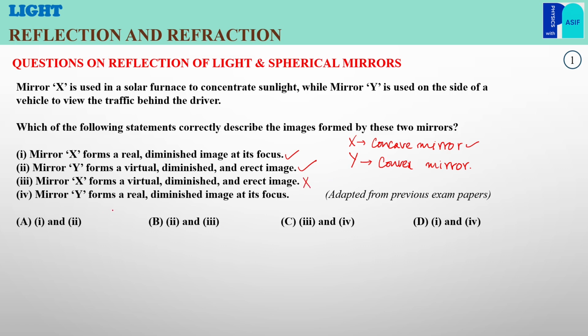And the fourth one, mirror Y forms a real diminished image at its focus. A convex mirror will not form a real image. Therefore, the fourth statement is wrong. Therefore, statements 1 and 2 are correct and 3 and 4 are wrong. And from the given choices, choice A is correct.